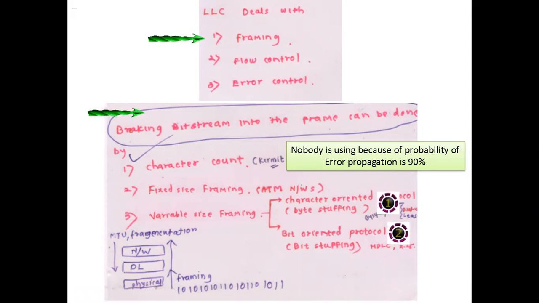Hello everyone. Recall the last lecture. We started with the data link layer. The data link layer is divided into two parts. That is, the upper portion is logic link control and the lower portion is media access control.